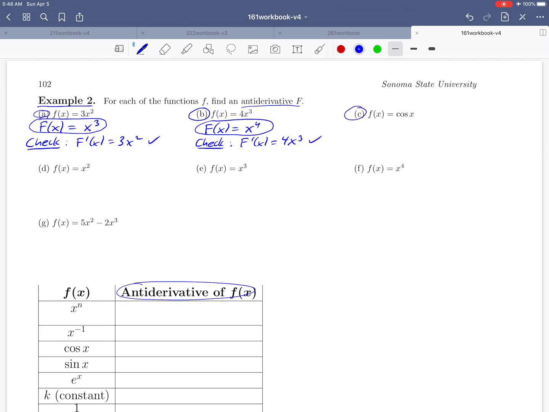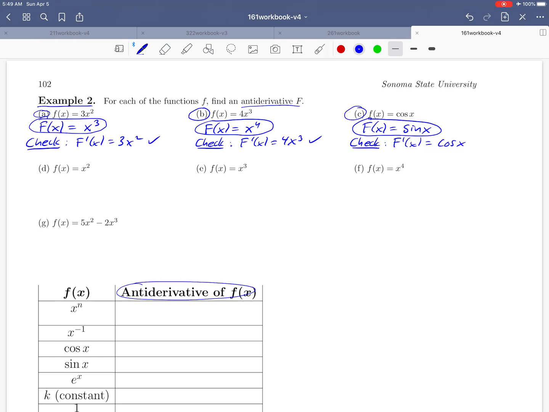Okay, what about cosine of x? Can we play that same game with cosine of x? So can you think of a function, capital F of x, whose derivative would give you cosine of x? How about sine of x? Again, we can check that by just taking the derivative of our guess. Is the derivative of sine of x cosine of x? It is. You can look back in your notes and check that. So capital F of x equals sine of x is an antiderivative for cosine of x.